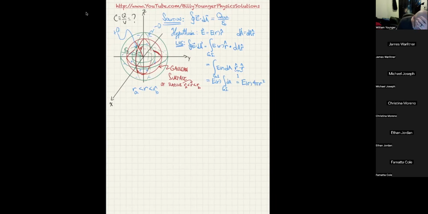Now, because we were smart enough to write down exactly what the charges were, and they gave it to us in such a way that it was easy to deal with, we can easily evaluate the right-hand side of Gauss's law just by saying Q enclosed over epsilon naught. In this case, that just becomes Q over epsilon naught. I can now let left-hand side equal right-hand side.